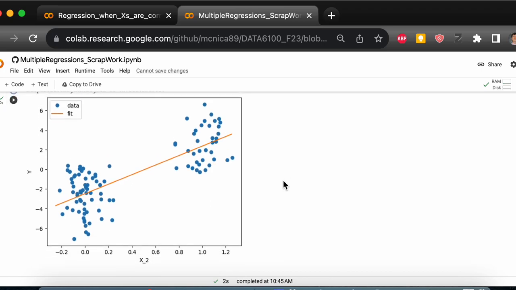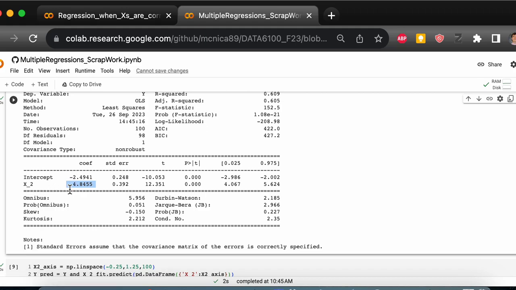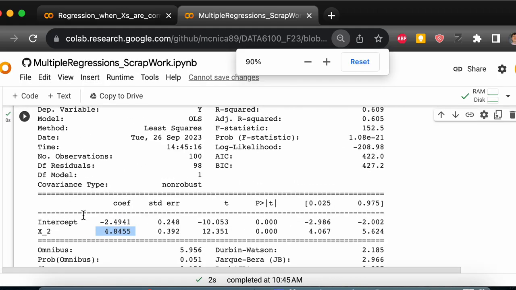So same kind of thing. You can still see the two blobs. And for this one, amongst the blobs, there's almost no trend. The y is increasing as a function of x2, and you can see that if you do the regression, right? The x2 coefficient is like 5.